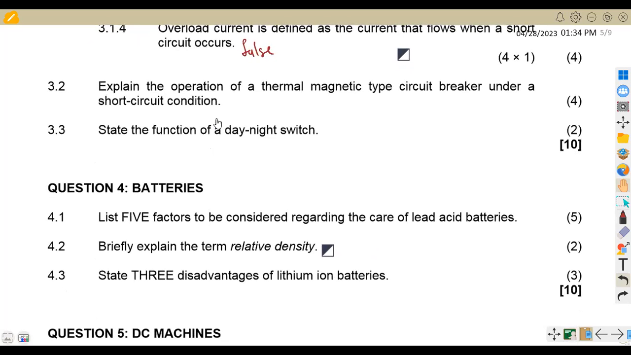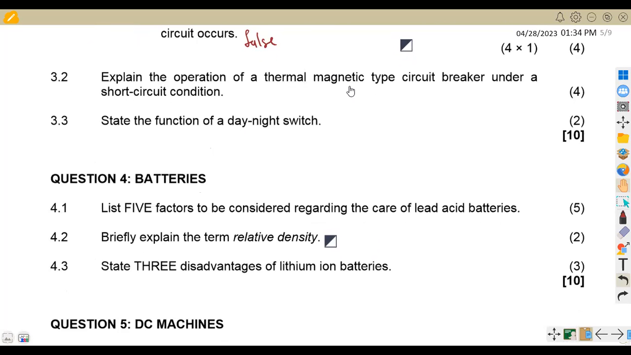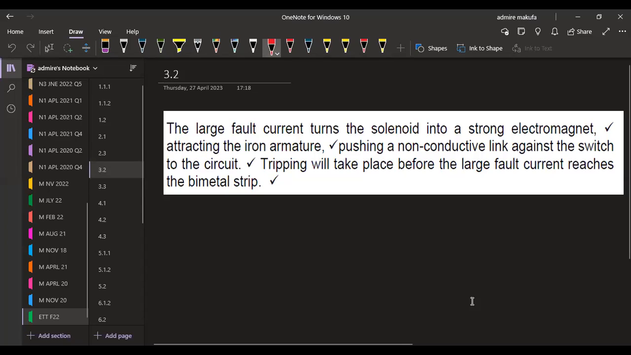3.2, explain the operation of a thermal magnetic type circuit breaker under a short circuit condition. Okay, so a thermal magnetic type can be given as follows: the large fault current turns the solenoid into a strong electromagnet, attracting the iron armature, pushing a non-conductive link against the switch to open the circuit.